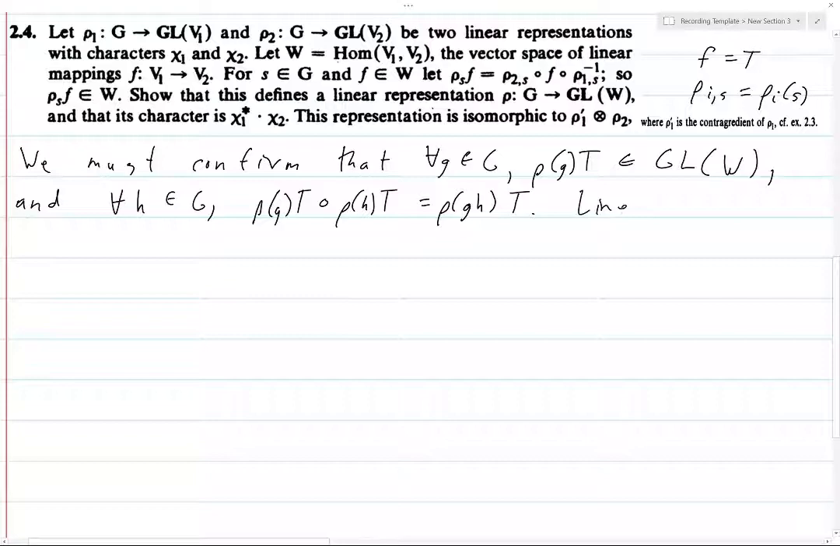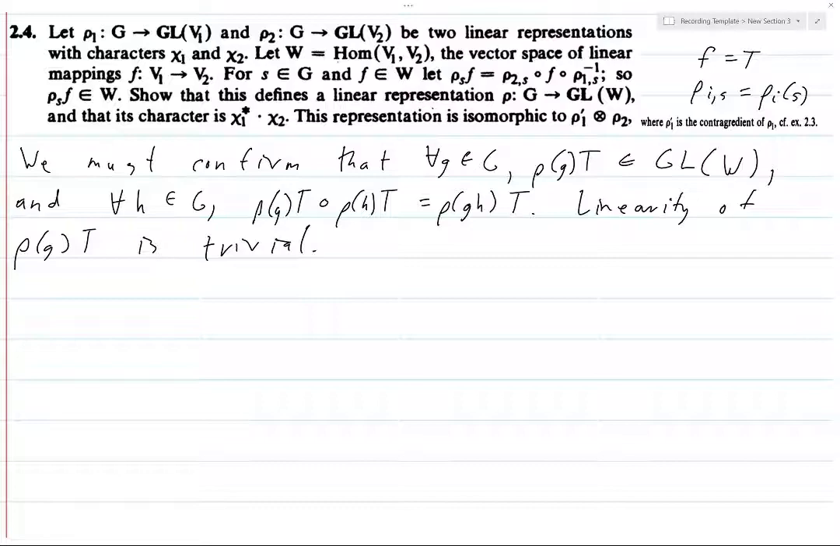Linearity of rho g t is trivial. I'm not going to write out the reason, but it's because if we look at rho g of t, that's this. So this thing right here is just a composition of three things, and all these three things are linear functions, and compositions of linear functions are linear functions, and so rho g of t is linear. And so there we go.